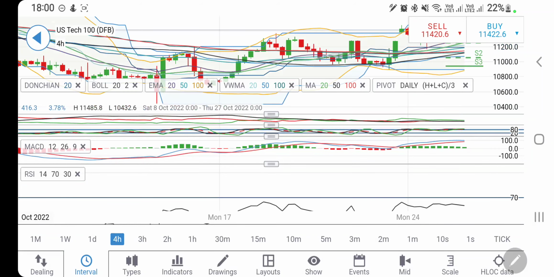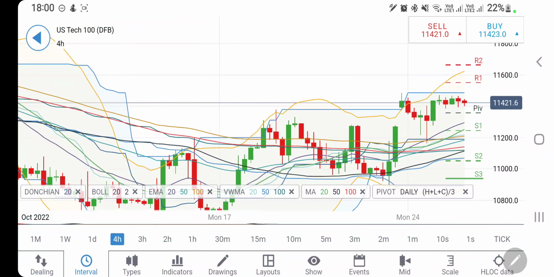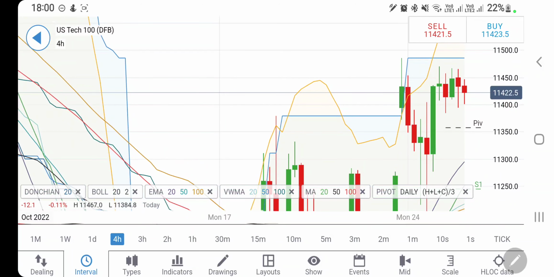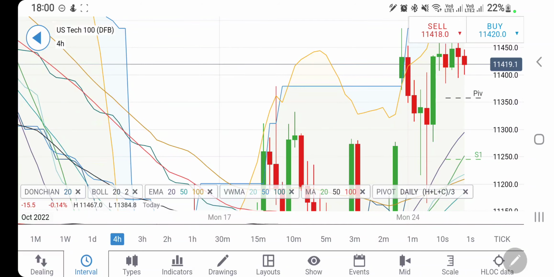RSI looking downwards. And if you look at the 4-hour charts, you will find the same observation as on the other charts: lower highs, higher lows. Yes, 11480 should be a good resistance, 11380 should be a good support. It is trying to trade in between these 100 points. You have to exercise caution. On the downside, if it breaches 11380, certainly 11350, 11310 and 11250 are going to be the major support there.